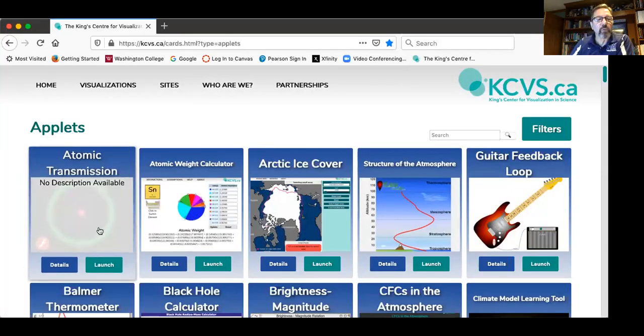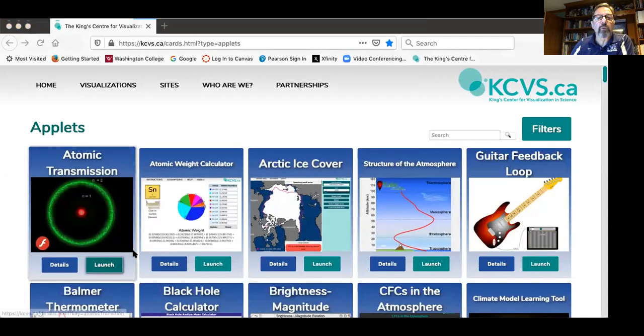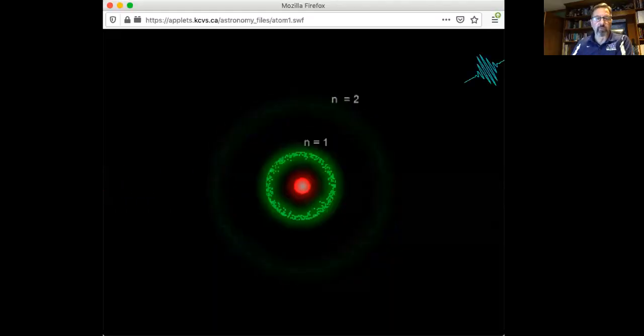And you can see I'm going to do this atomic transition one right here. Are you seeing a photon coming in and hitting an atom? Somebody give me a thumbs up or something on that. I can't see anything. You're not seeing anything? Let me stop sharing it, and then we'll try sharing it again. There it is. Okay, I see a green border now.